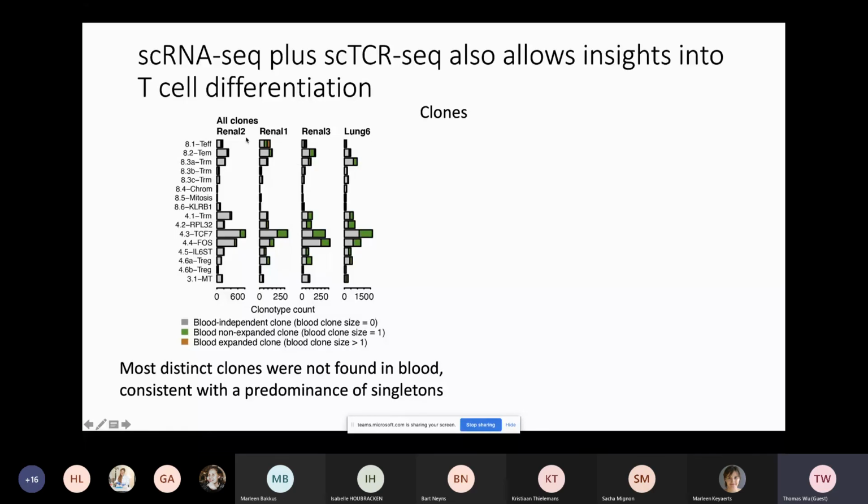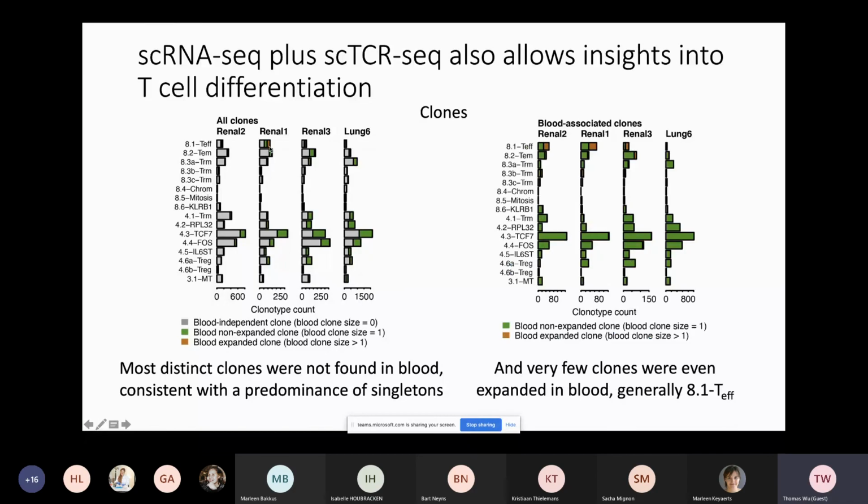And if we eliminate the gray category and just look at the green and brown categories, we can see still that even when a clone had a sibling in blood, shown here in green, most of the time it's just one sibling in blood. Only in a few cases do we see expansion in blood, as shown here in brown. And these were all, as we said before, of the T effector category.